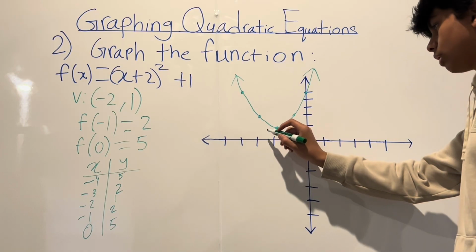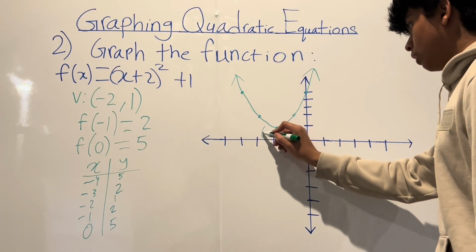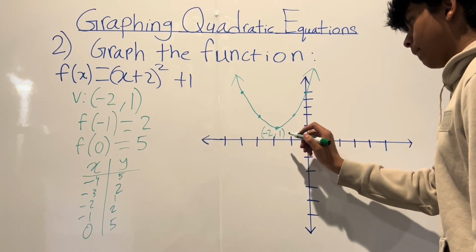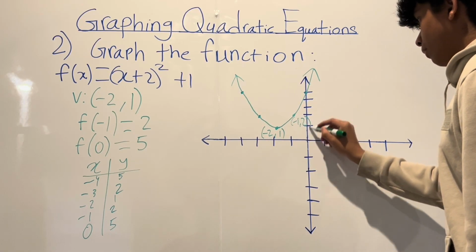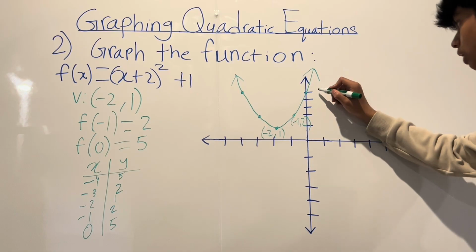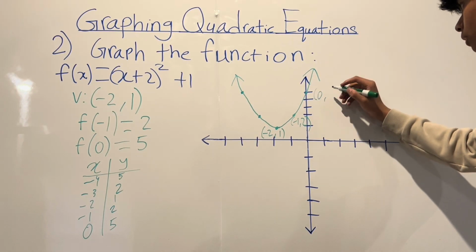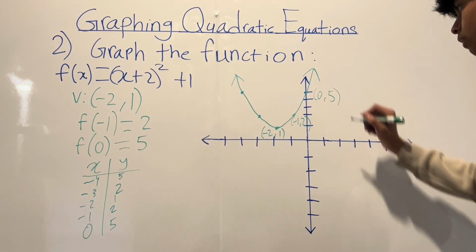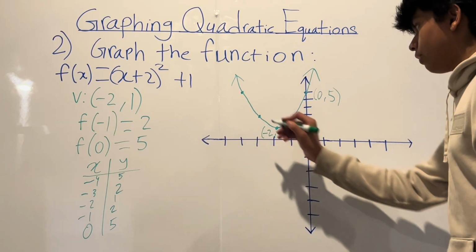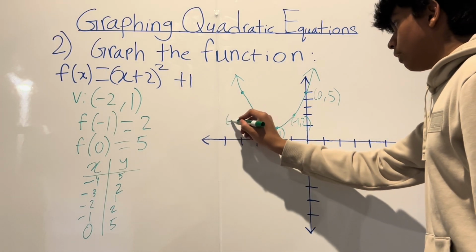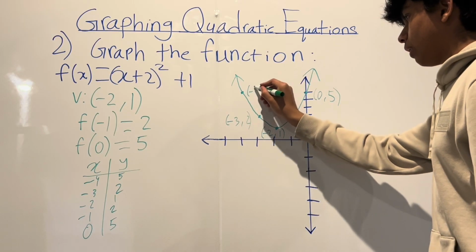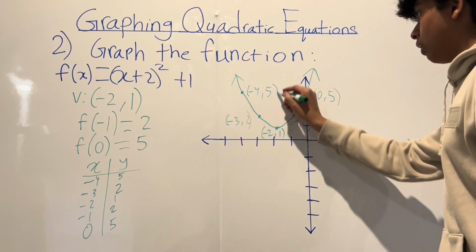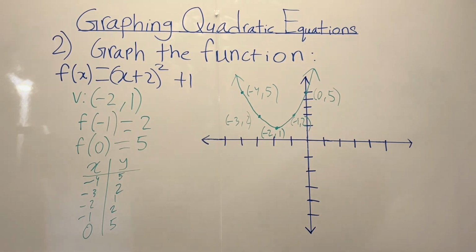So now let's graph or label the points. -2, 1, -1, 2. This is 0, 5. And then on our left, we have -3, 2, and -4, 5. And these are our 5 points.